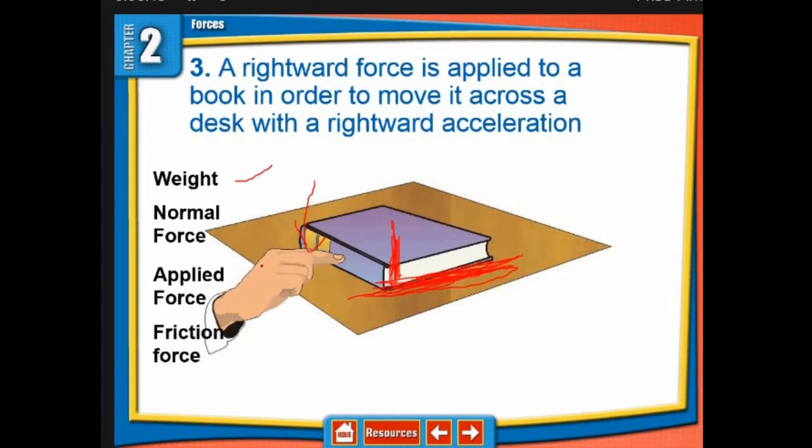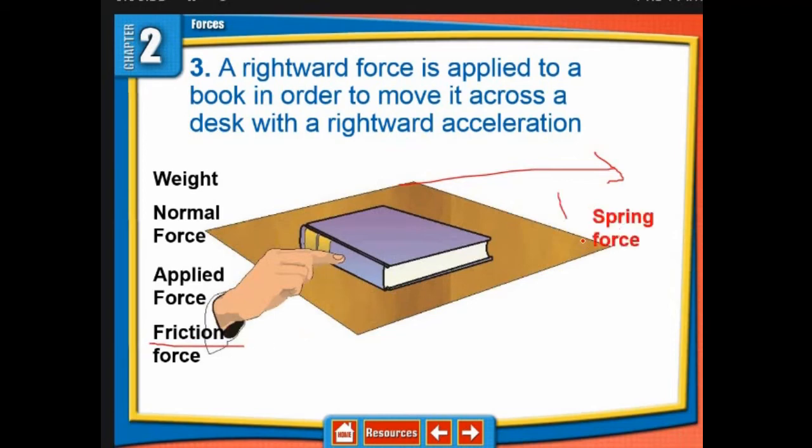And there's also friction force. Why is there a friction force? Because this book is moving rightward and it's in contact with a solid surface. That's why there is a friction force. Does it have spring force? No. Tension? No. So that's it. Now, how to draw the free body diagram for this one?